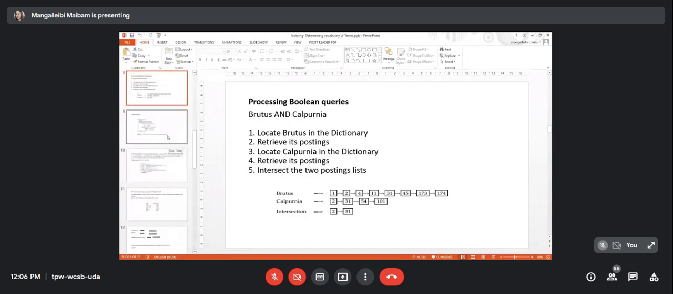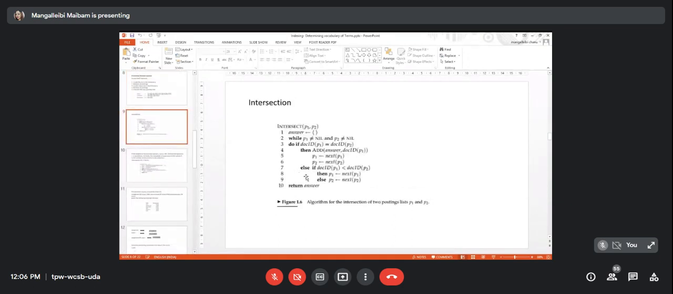Next, the algorithm. We have seen the explanation about the algorithm. We will be checking if the two posting lists are not empty. Then we will check the respective document IDs. If the document IDs are equal, we will return the result and increment the position to the next position. Otherwise, if the document IDs are not equal, then also we will move one position next in the postings. And finally, we will return the answer.